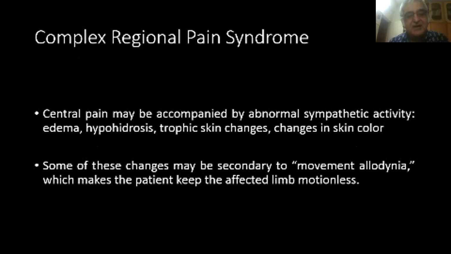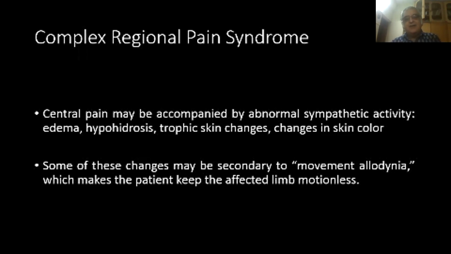Now, many times these central pains can be accompanied by abnormal sympathetic activity, edema, hypohidrosis, trophic skin changes in color. It is unusual, but sometimes it can happen. And I want to bring your attention to complex regional pain syndromes, where you see patients having severe pain in the shoulder and severe pain in the hand. The question is, is it a central pain or is it a peripheral pain? Well, it seems that there's a contribution of both things in this.